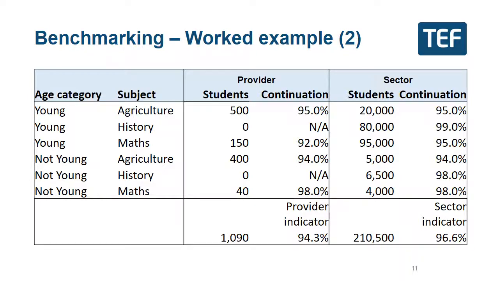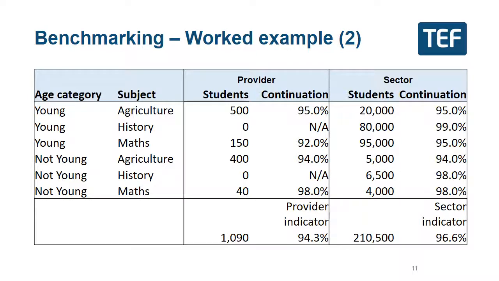Firstly, obviously there are far more students in the entire sector, but also the distribution of those students across the different subject categories are really rather different. For example, the provider on the previous slide didn't have any history students, which account for a large amount of students in the sector as a whole. The provider also had a much greater proportion of agriculture students and a smaller proportion of maths students than is the pattern in the rest of the sector.